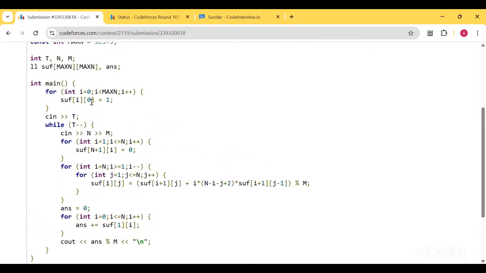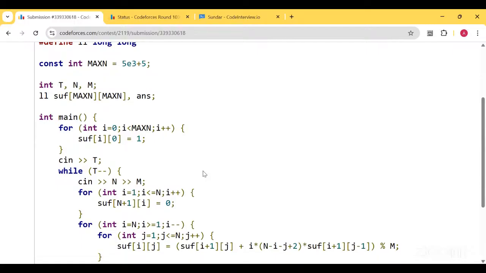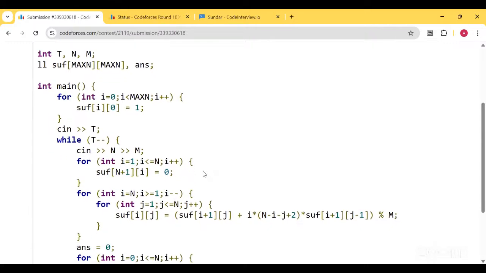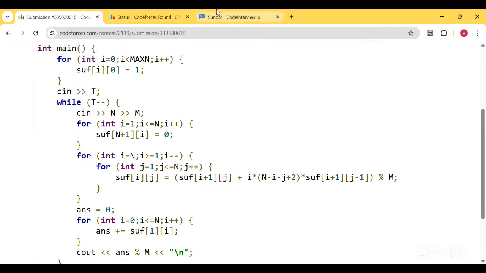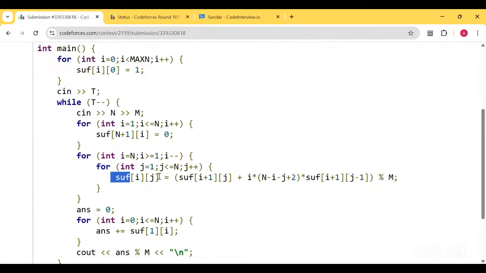And in my solution, if the size is 0, then the number of ways is 1. Okay, because it is suffix, it means the first value is not always equal to I, but at least I. So it is not equal to I, but greater than or equal to I. That's why the formula is like this. This is the case when the first value is I, and this is the case when the first value is more than I. Okay.